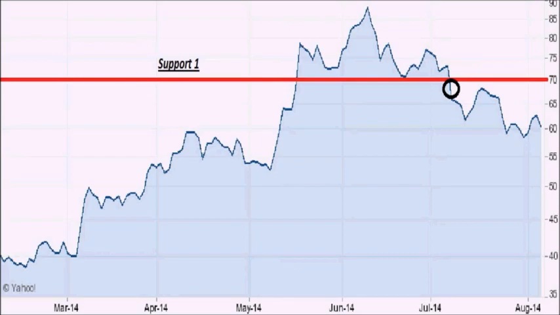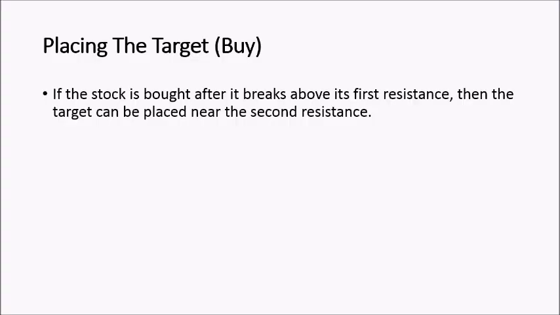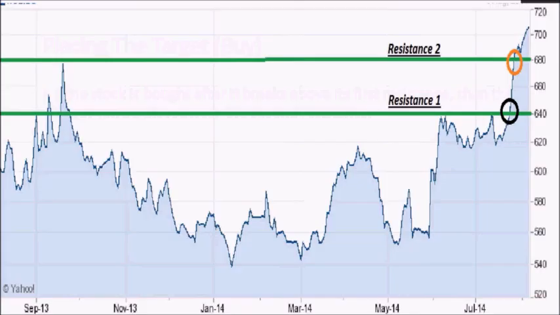Next, where should one place the target when the stock is bought? If the stock is bought after it breaks above its first resistance, then the target can be placed near the second resistance. Let's see an example. In this chart of HUL, the first resistance for the stock is around 640 and the second resistance for the stock is around 680. Therefore when the stock breaks the first resistance of 640, then one can buy the stock with the target placed near the second resistance, which is around 680.